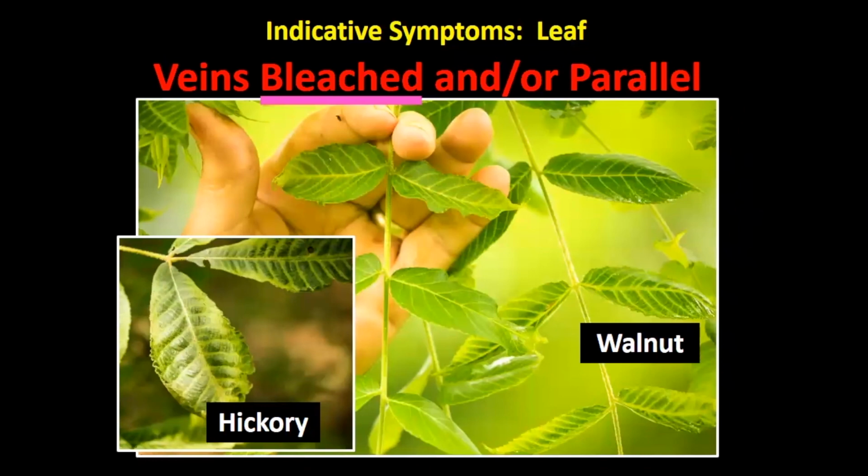Notice that we'll look at the walnut first, and it's probably easiest to see. The veins are quite yellowed. They're chlorotic. They've lost their chlorophyll. The blade tissue, on the other hand, between the principal veins is still green. This is what we mean by venal bleaching. And you can see that as well in the hickory on the left. It does appear that hickories sometimes are a little more prone to this than perhaps some of the other species.